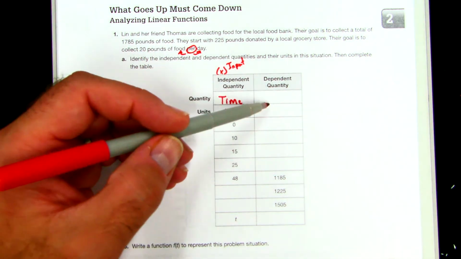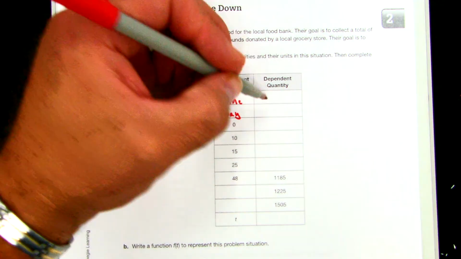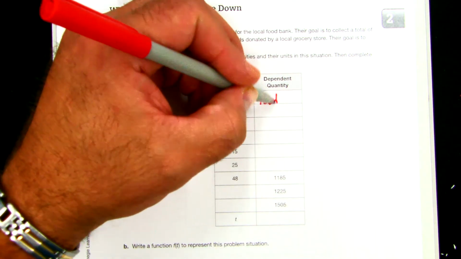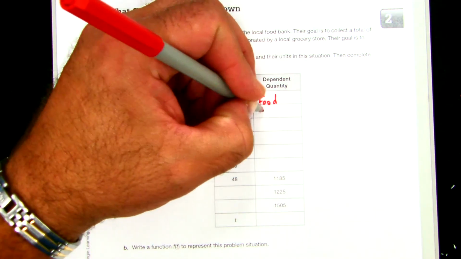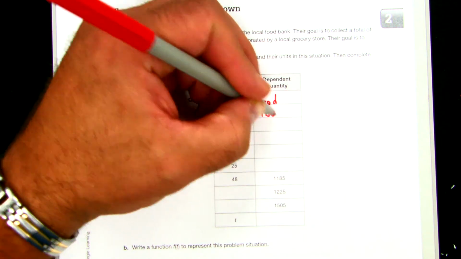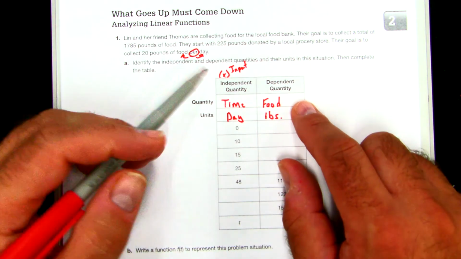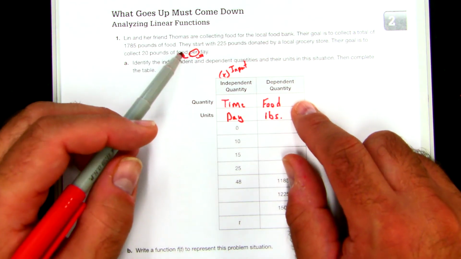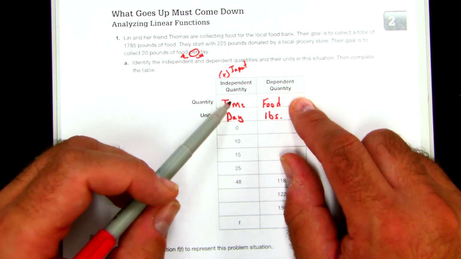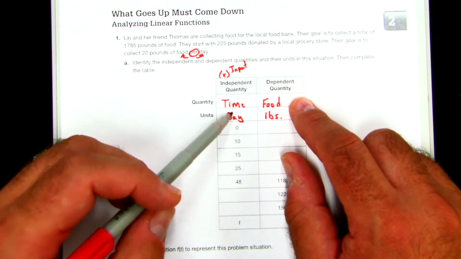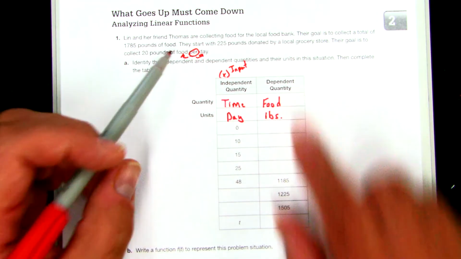Then over here are our outputs. And what is our output? This would be food donated, and that one's measured in pounds. So we got pounds, LBS. Understanding that's how we get our quantities. We've been doing this since chapter 1. So it's the amount of food per day. And the important part is that the day is your independent, so that's the unit, and that's a unit of time. And food is your quantity, and it's measured in pounds.